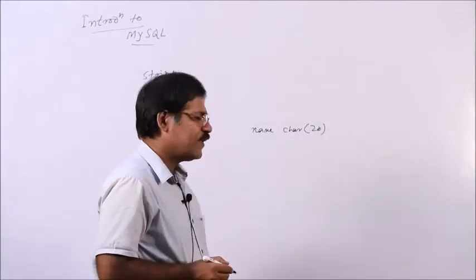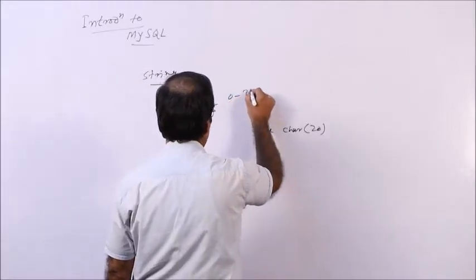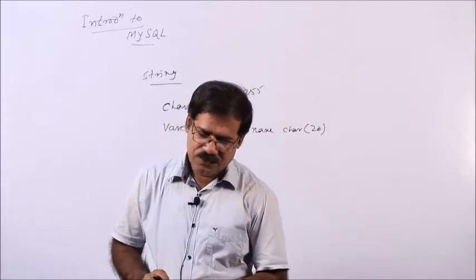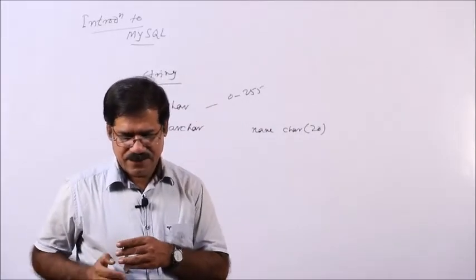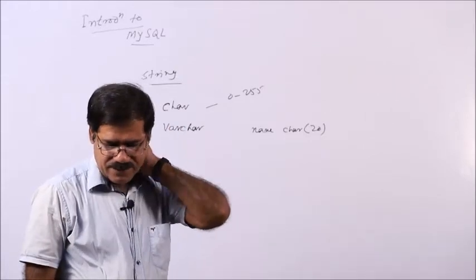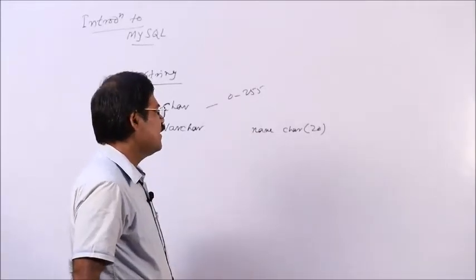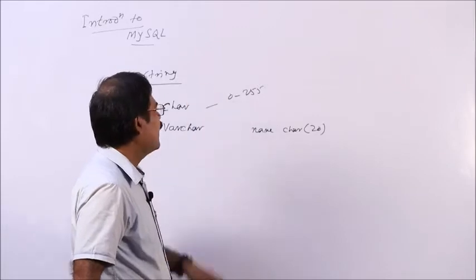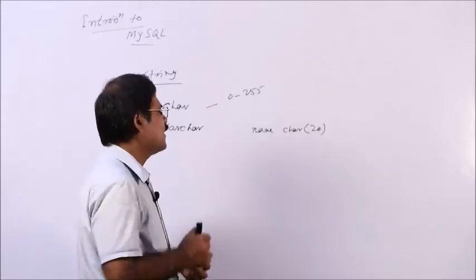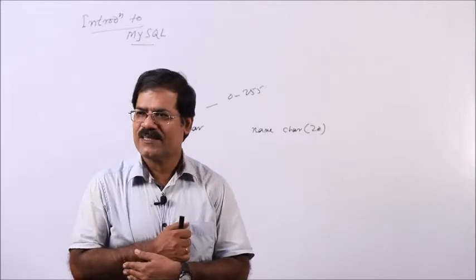But what is the difference between character and varchar? Here the size is 0 to 255, that means a maximum of 256 characters you can insert. That is the length, the size of the character. If I want to insert more than that, the character type will not accept it. Varchar is variable characters, and it will accept more than 255 characters.